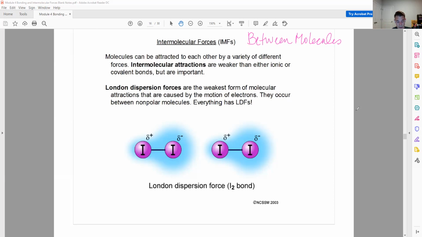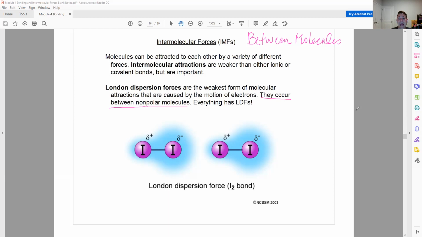Well, here we've got our first example, London dispersion forces. London dispersion forces are the weakest form of molecular attraction that are caused by the random motion of electrons. They occur between nonpolar molecules. So nonpolar molecules only have London dispersion forces, okay? But everything has London dispersion forces because everything has electrons.